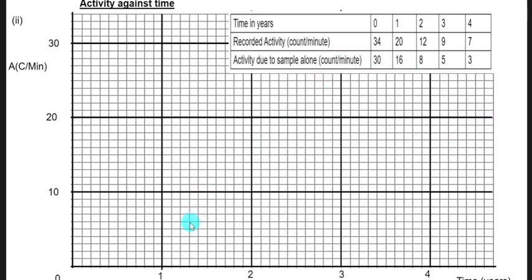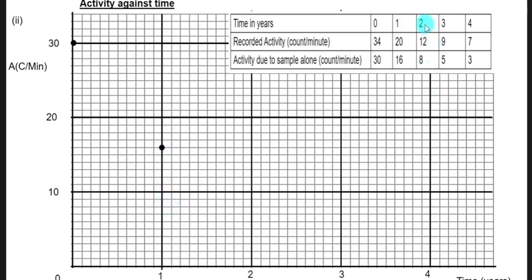Then now I'll start plotting 0, 30. So 0 is on the x-axis. I'll start from here, 0, then 30 is on the y-axis, which is the activity. So I'll say 0, 30. I'll move from 0 to 30. I'll put a point there. Then I'll shift to 1, 16. 1 is here. I'll go to 16. So if this is 10, 11, 12, 13, 14, 15, 16, put a point there.